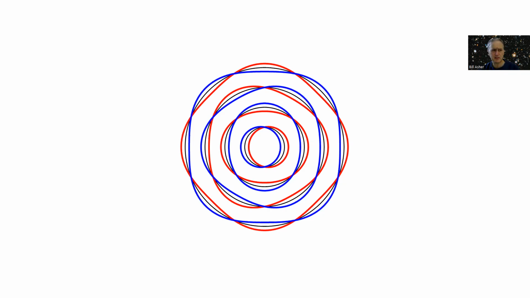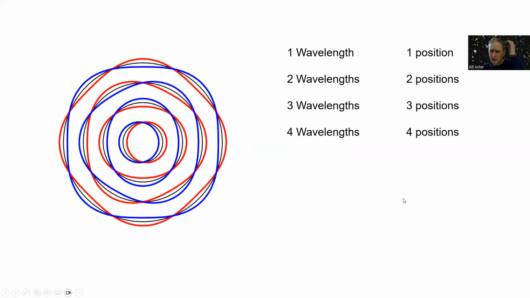And if we look at this, we see that here's our diagram. For one wavelength, there's one position for the electron. Well, two positions because it can be in the red or the blue circle, but one position in the nucleus. At two wavelengths, there's two positions. It can be all the way around, or it can be in a half a circle.